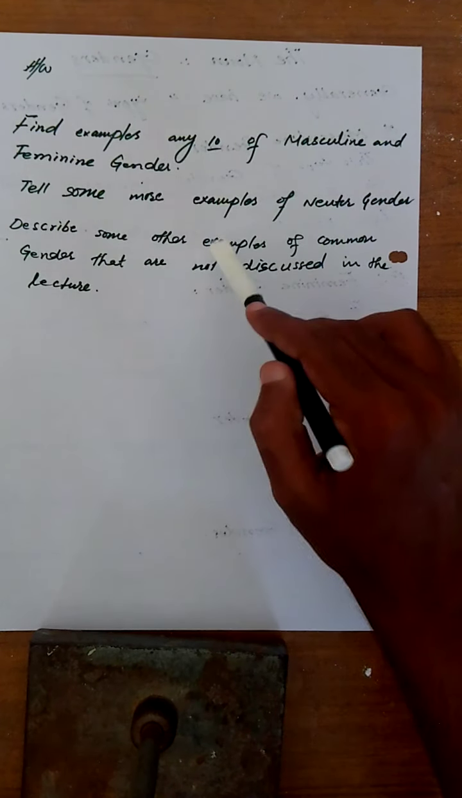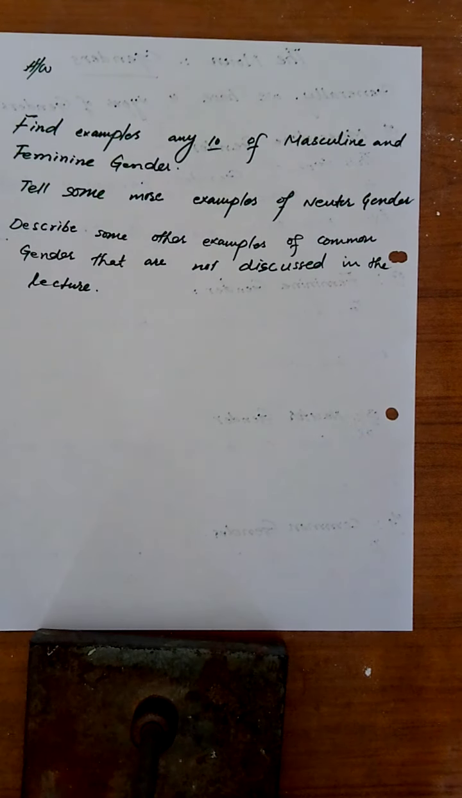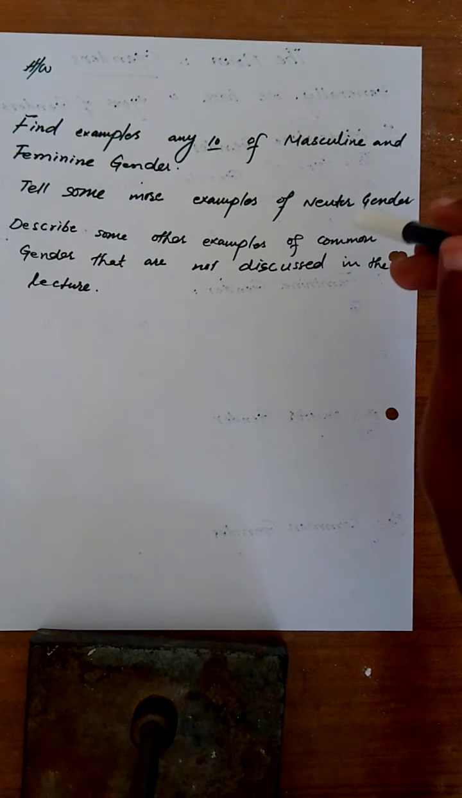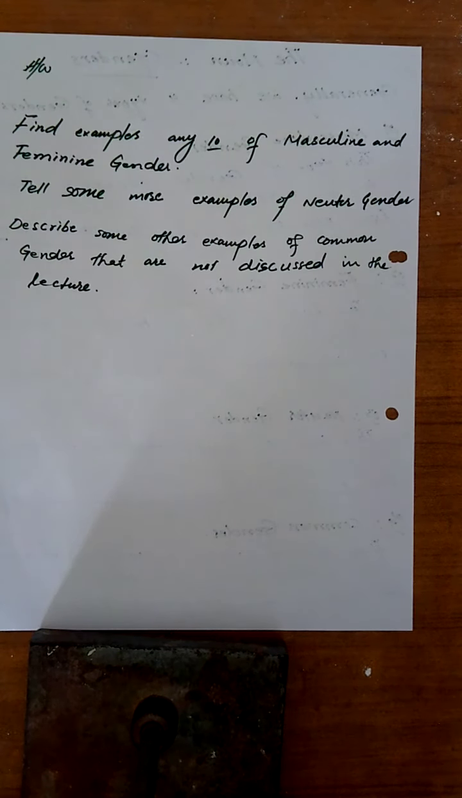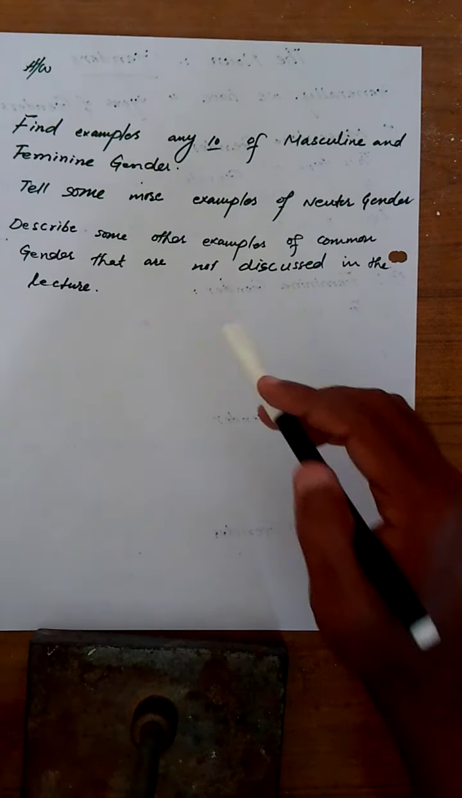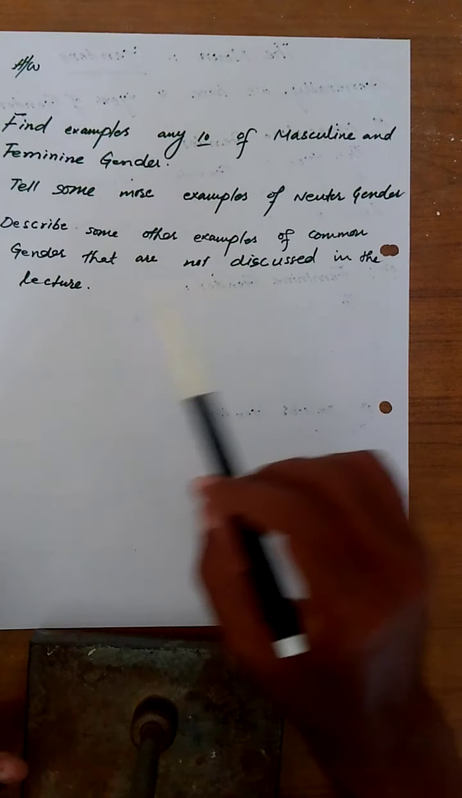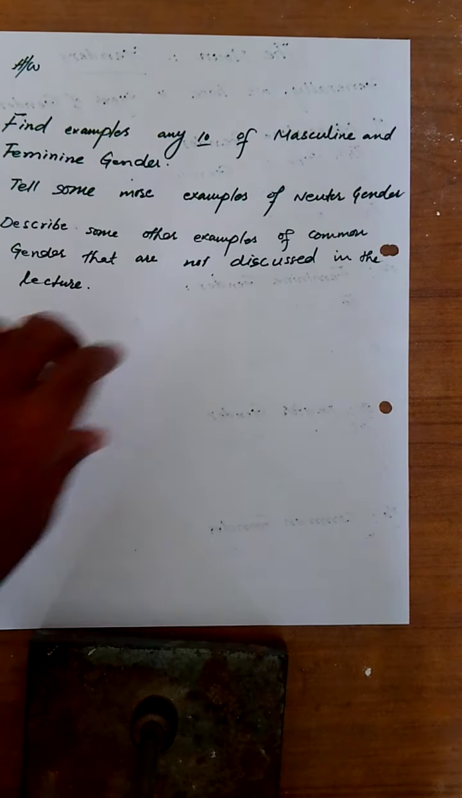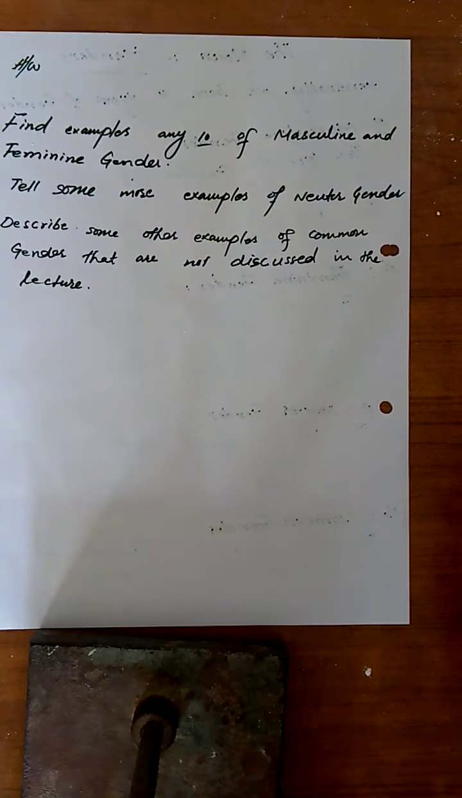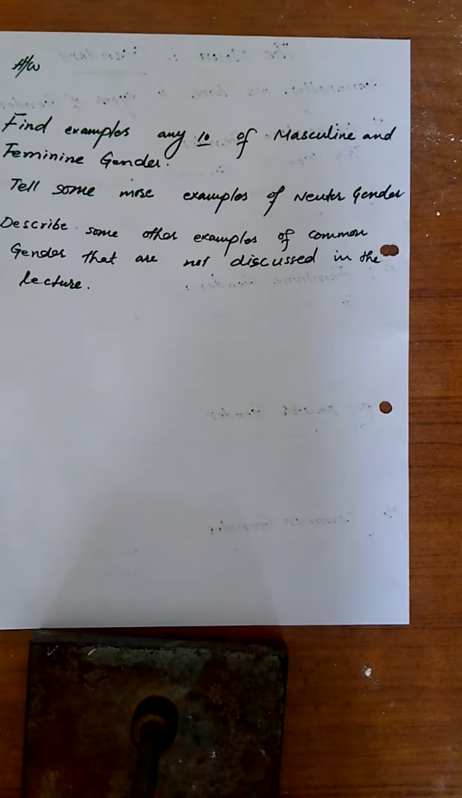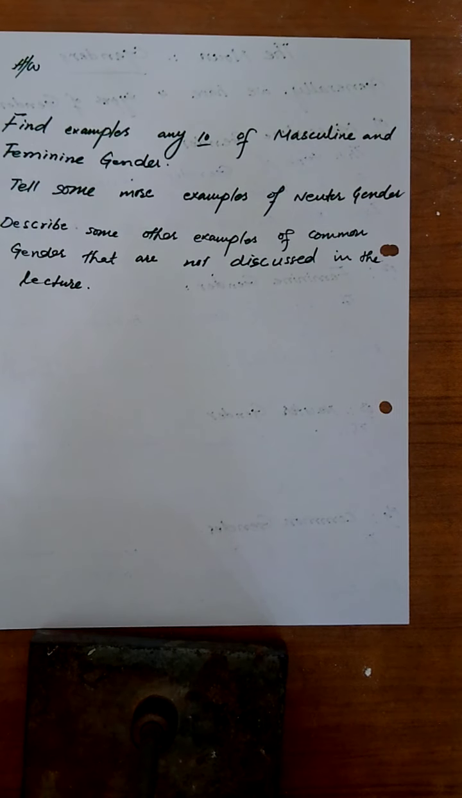Number 2, tell some more examples of neutral gender. Dear students, there are more than 1,000 examples of neutral gender. You can find many neutral things that are non-living and will be called neutral gender. Also write some examples of neutral gender. And finally, describe some other examples of common gender that are not discussed in the lecture. You have to find some examples of common gender that have not been discussed in today's lecture.